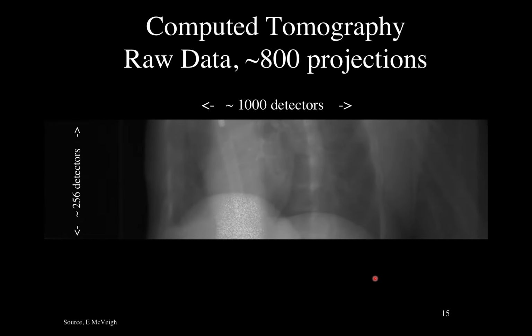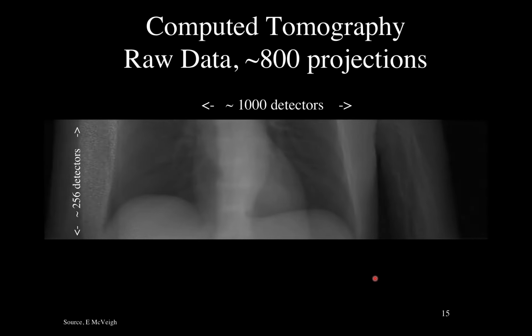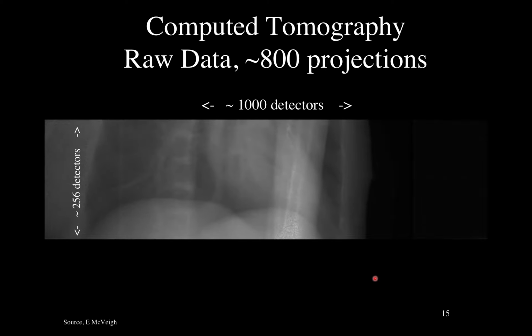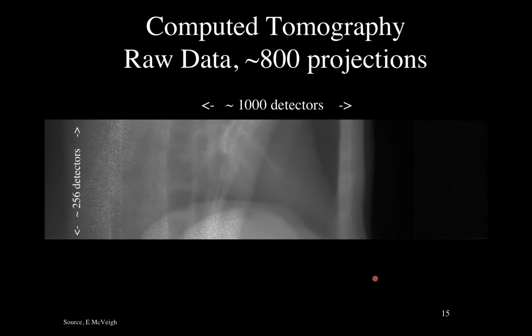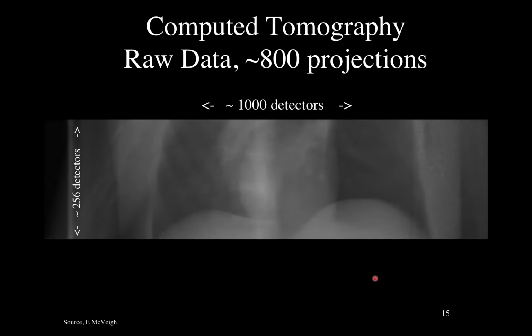Then the reconstruction problem is: I've got all of these projections. How do I now make a 3-dimensional representation of the patient from these data?